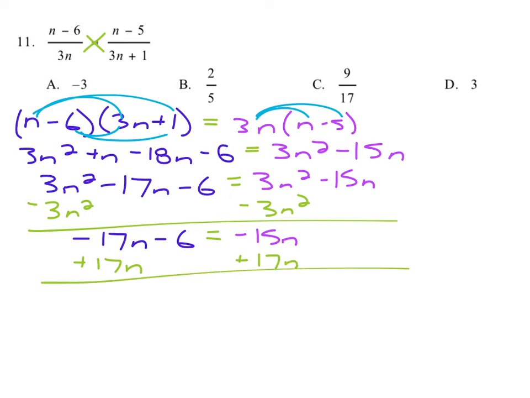Now, let's add 17n to both sides. And we get negative 6 equals positive 2n. Okay? And then we can take our negative 6 divided by 2 equals our 2n divided by 2. And what we get is negative 3 is what n is equal to.